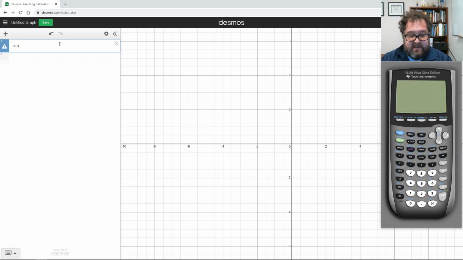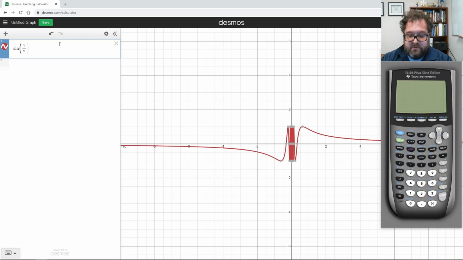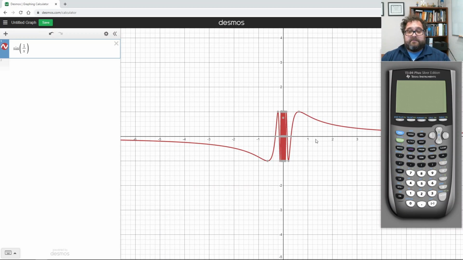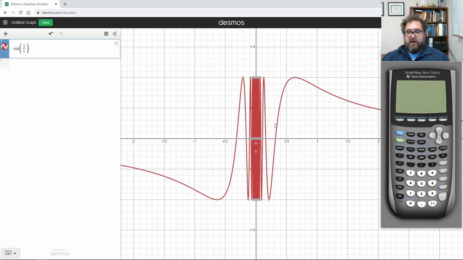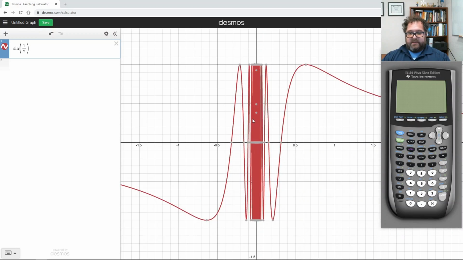So sine 1 over x, and there is basically the same picture I had on my notes, but we can zoom in here. Okay, so notice as I zoom in, it's kind of acting crazy, because even this nice graphing calculator Desmos has trouble rendering this function. Now watch what happens as I zoom in here. I'm going to zoom in at 0.